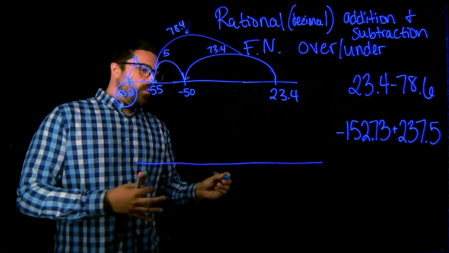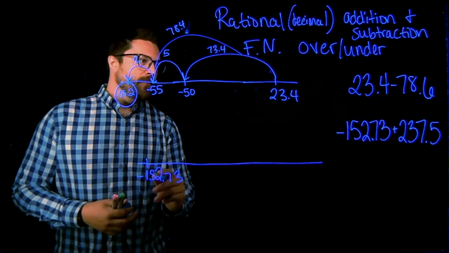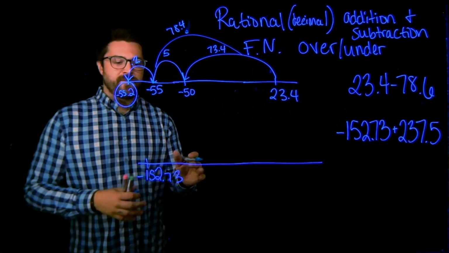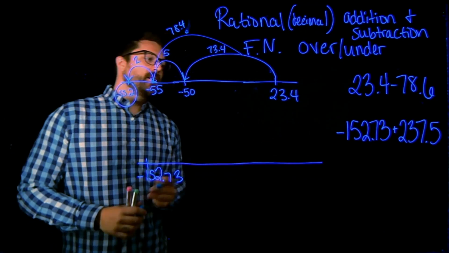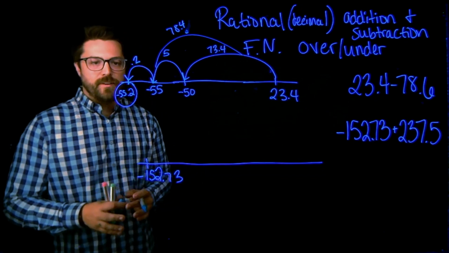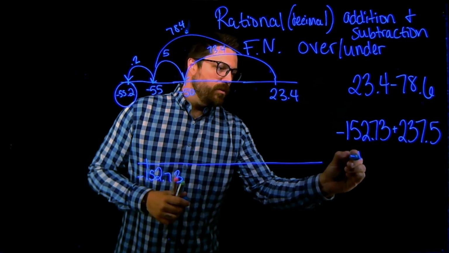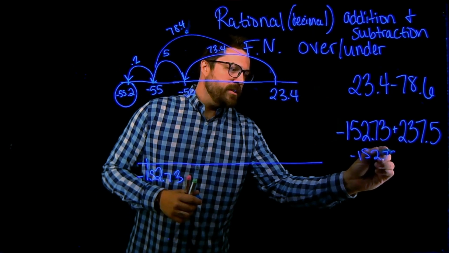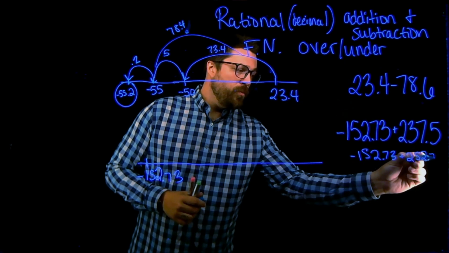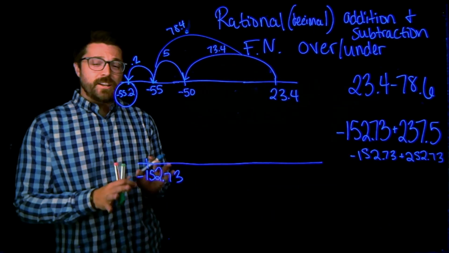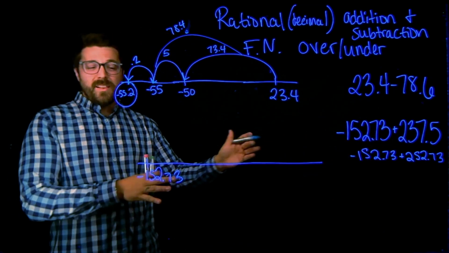So negative 152.73 plus 237.5. So I'm going to start here, and I know that I want to add 237.5. However, I think that I could do negative 152.73 plus 252.73. I can do that in my head. That's a much easier problem that's relatively close.